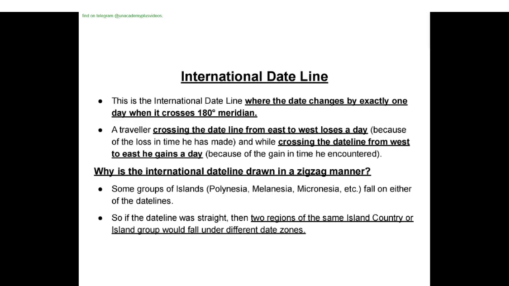International date line. This is the international date line where the date changes by exactly one day when it crosses the 180-degree meridian. A traveler crossing the date line from east to west loses a day because of the loss in time he has made. And while crossing the date line from west to east, he gains a day because of the gain in time he encountered. Why is the international date line drawn in a zigzag manner? Some groups of islands, Polynesia, Melanesia, and Micronesia, etc., fall on either side of the date line. So if the dateline was straight, then two regions of the same island country or island group would fall under different date zones.